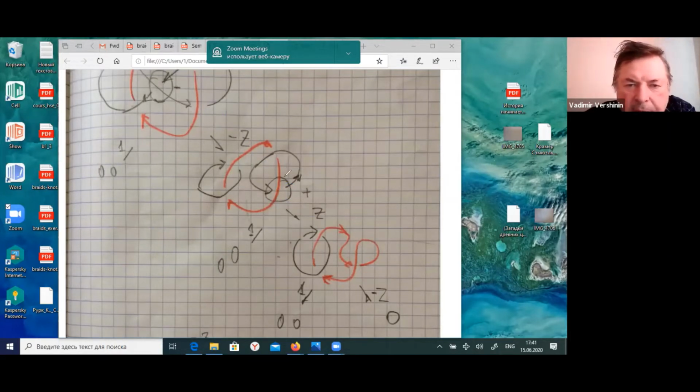We are looking at this crossing. This is overcrossing. This is undercrossing. Arrows: so we are moving in this direction. This is positive. That's why we take positive sign. And then z is in positive sign.